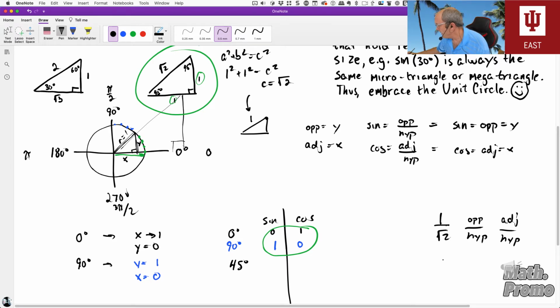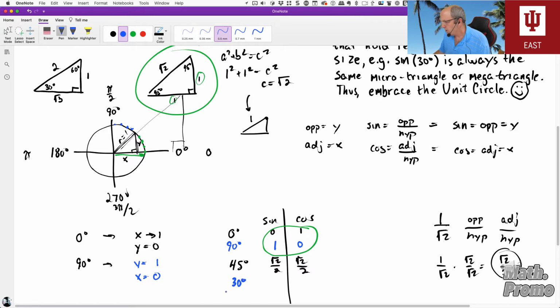So now 45 degrees. We don't like irrational numbers, so we rationalize. So 1 over square root of 2 times square root of 2 over square root of 2 equals square root of 2 over 2, right? That's what we want. So both of these, sine and cosine, are square root of 2 over 2. Okay, let's talk next about the 30 degree angle.